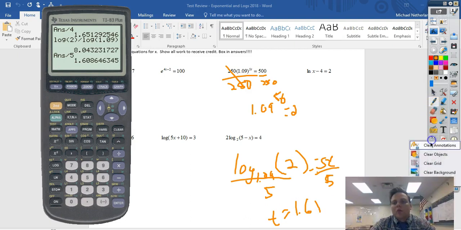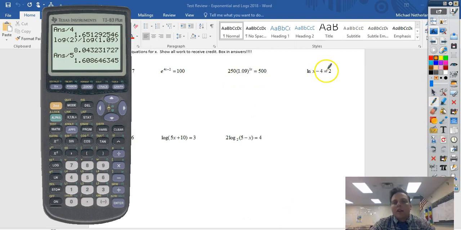Let's go on to our next problem. Natural log of x minus 4 equals 2. This one's a little bit different. Now we're no longer doing exponential, we're in natural log. How do I solve for x when it's trapped by a natural log? You have to change to exponential. But before you change to exponential form, you first must get the log by itself. So I need to add 4. That would be my first step.